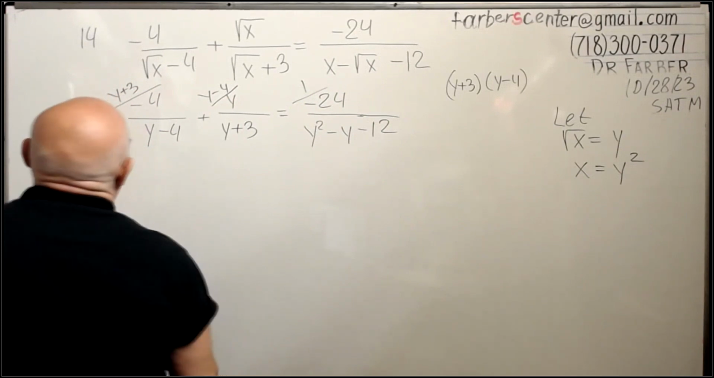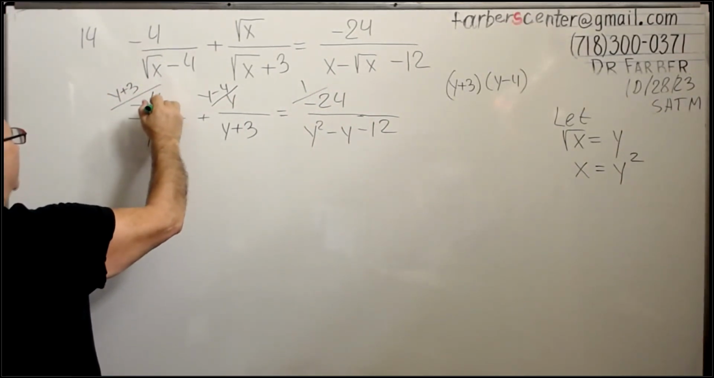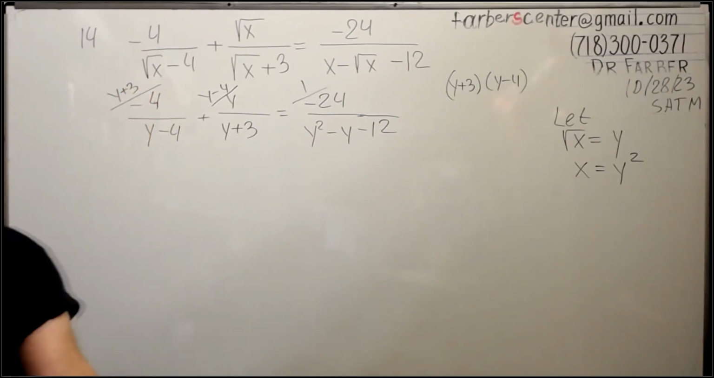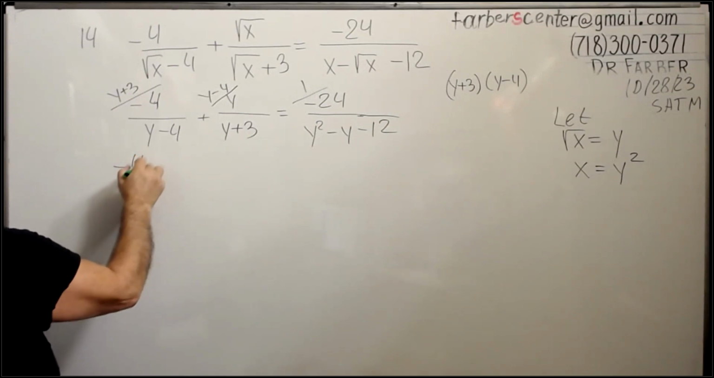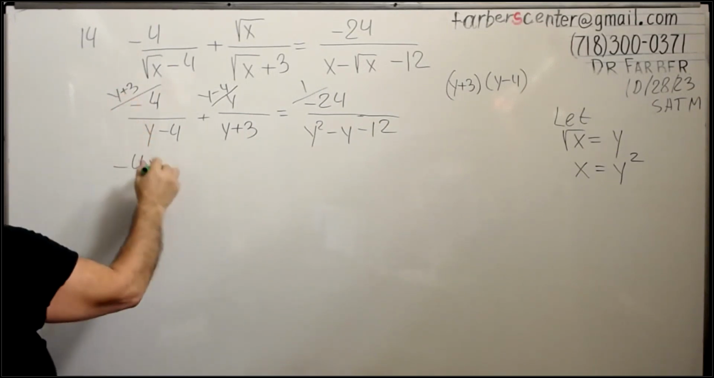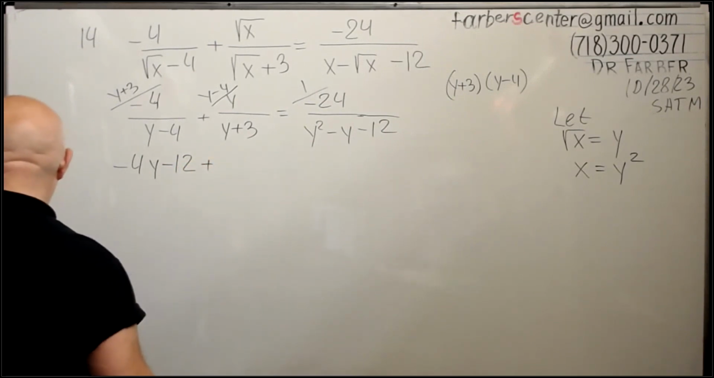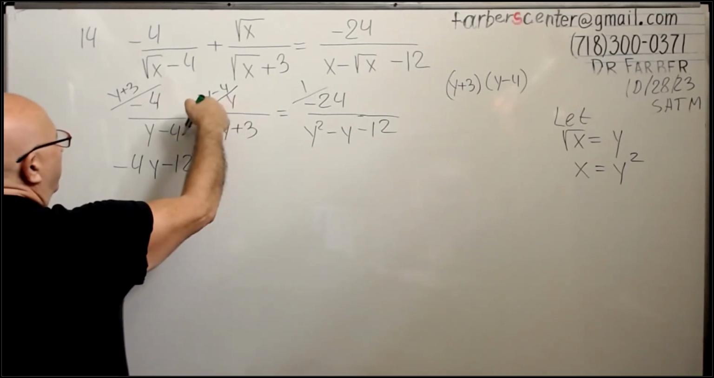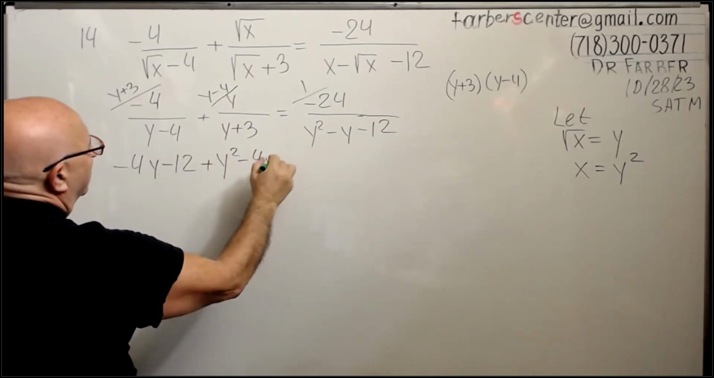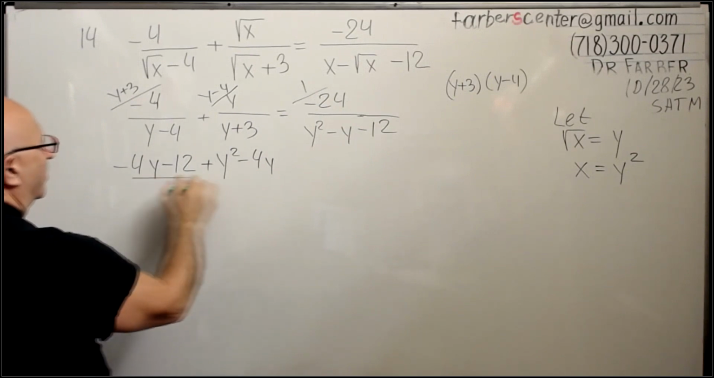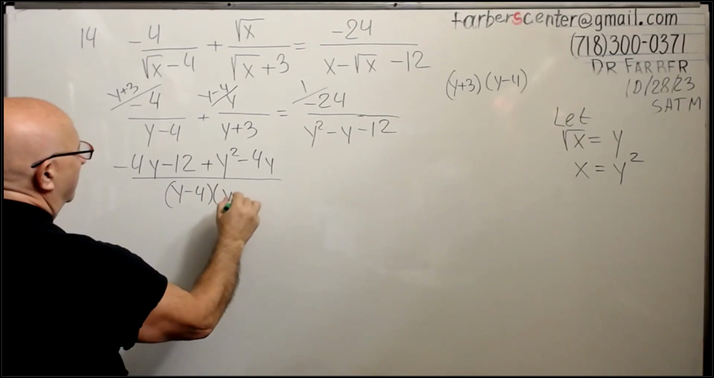Now, I do this mentally. -4 times y will be -4y, to save space and time. -12, plus y squared minus 4y, divided by y minus 4 times y plus 3.